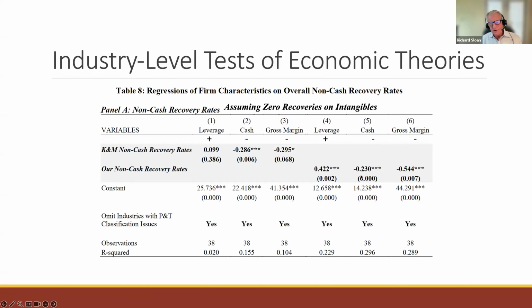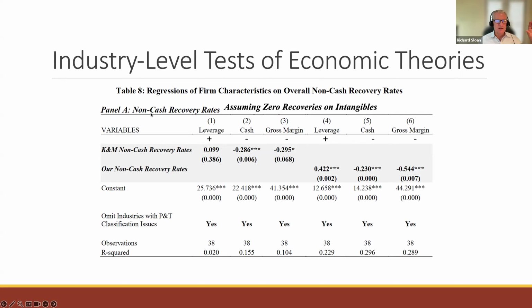When we use our approach, remember all we're doing here is switching a deflator. We're sucking in those industries' recovery rates if they have large investments in off-balance sheet intangibles. Suddenly, we find that all the results receive strong support, even assuming zero recoveries on intangibles: positive for leverage, negative for cash, and negative for gross margin.